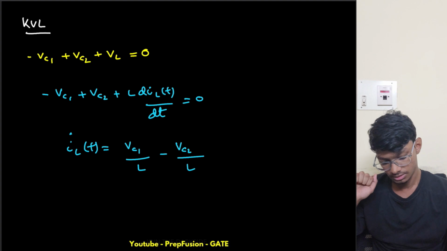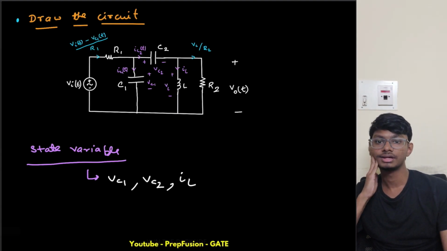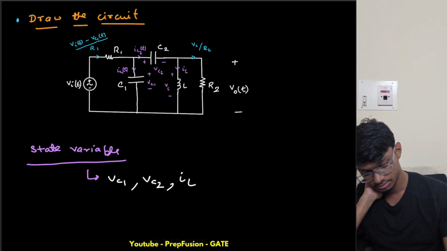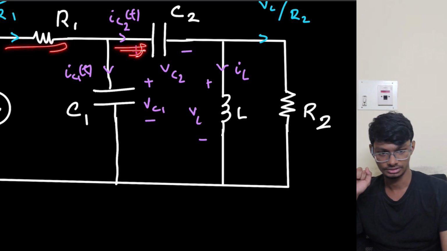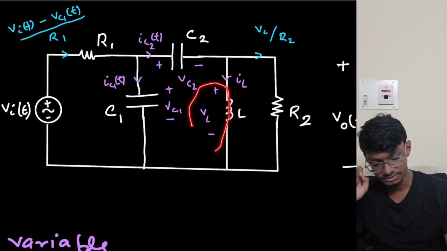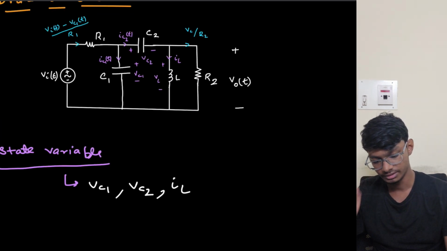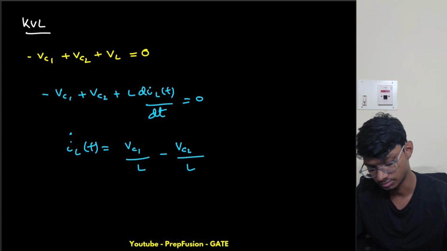So what else can I do? I have to find VC1. What is this IC1 equal to? This current is incoming and this current is outgoing. So that is what IC1 equals to. But one more thing, what is this VL equal to? VL is equal to this one, the subtraction. Let me write here.